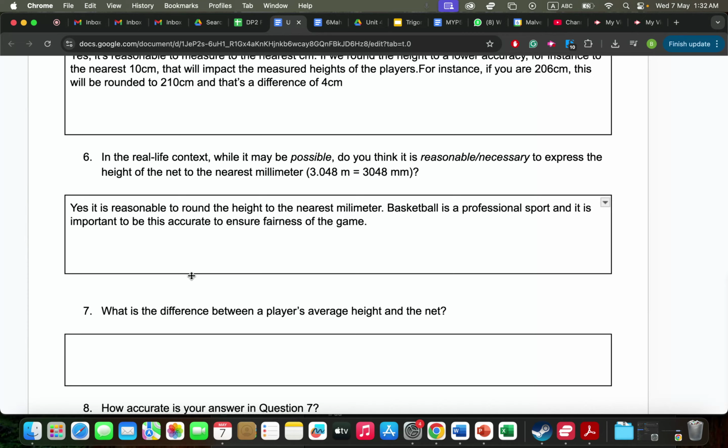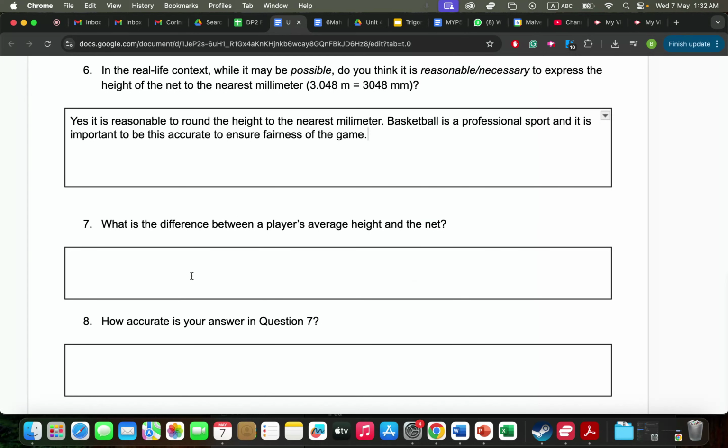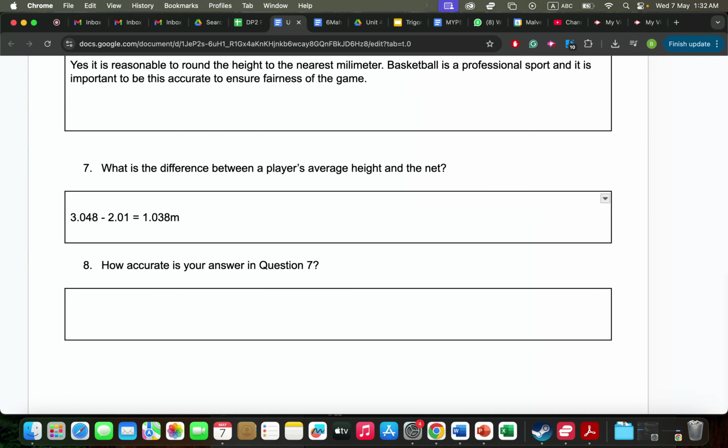And what is the difference between the player's average height and the net? Of course, if we take the difference, which is basically taking 3.048 minus 2.01, let's just see the difference between the heights. It's basically 1.038 meters.